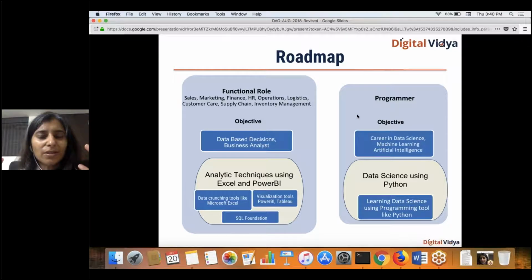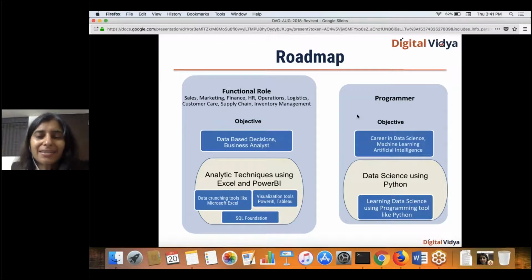One question which people always have is, based on my current profile, what should I do? It's a very clear distinction. If you are in a functional role, and what does functional role mean? Again, it's a repeat. It is a role in which you have the data and you're not looking only to work on other people's data. You're not looking to become a programmer or to do very deep learning algorithms, but you have your function. You're in sales, marketing, finance, HR, operations, logistics, customer care, supply chain, inventory management. You do n number of jobs. Your objective is to help your business and yourself make data-based decisions. So there is a set of curated skills which you can use to do this very well.